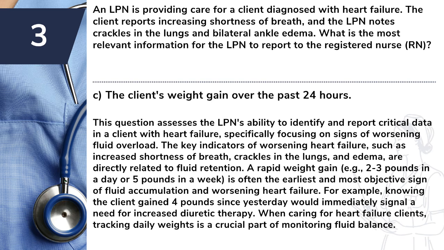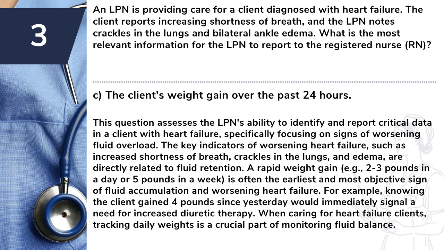Answer: C. The client's weight gain over the past 24 hours. This question assesses the LPN's ability to identify and report critical data in a client with heart failure, specifically focusing on signs of worsening fluid overload. The key indicators of worsening heart failure, such as increased shortness of breath, crackles in the lungs, and edema, are directly related to fluid retention.